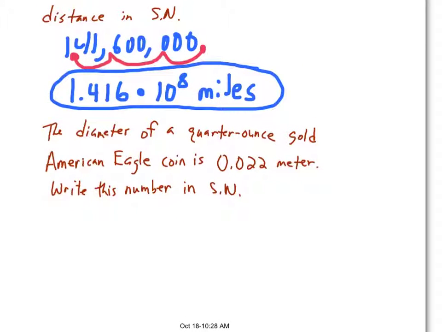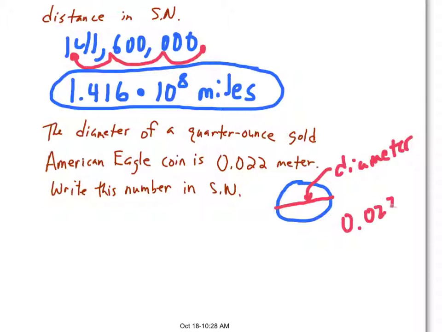Now, the diameter of a 1/4 ounce gold American coin, so remember diameter, it's this distance across. This would be the diameter, right? It says it's 0.2022 meters, because meters, like a little less than a yard, so it's a fraction of a meter. So write this number in scientific notation.